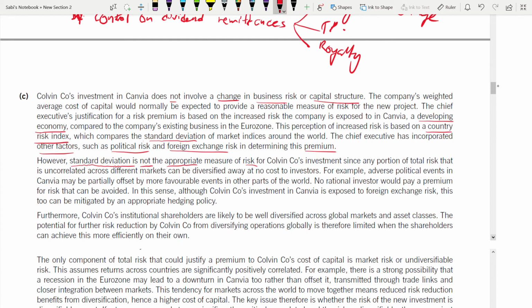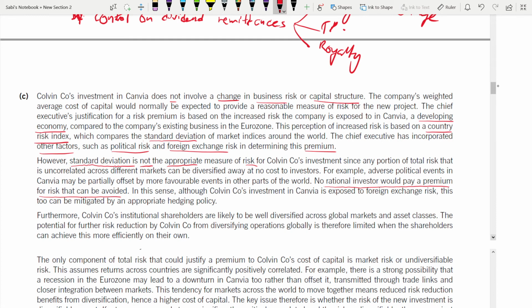For example, please give examples. If you lack a point and are not able to give a point, give examples. Adverse political events in Canada may be partially offset by more favorable events in other parts of the world. Yes, maybe in one country they are having political unrest, but in another country they might be benefiting, so that can be offset. No rational investor would pay a premium for risk that can be avoided. Exactly. Why would you pay a premium for a risk that can be avoided? Isn't it better to avoid the risk than to go for paying a premium?